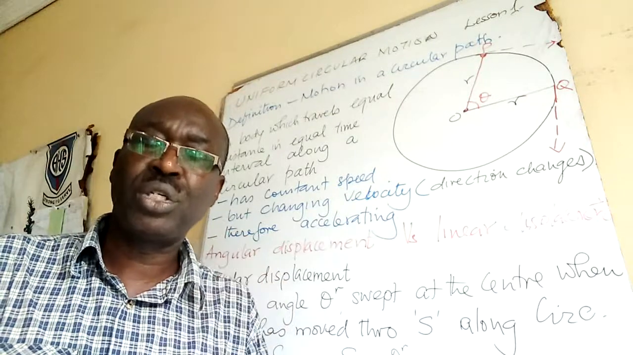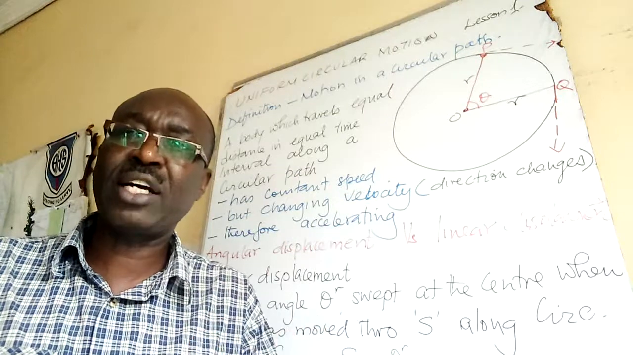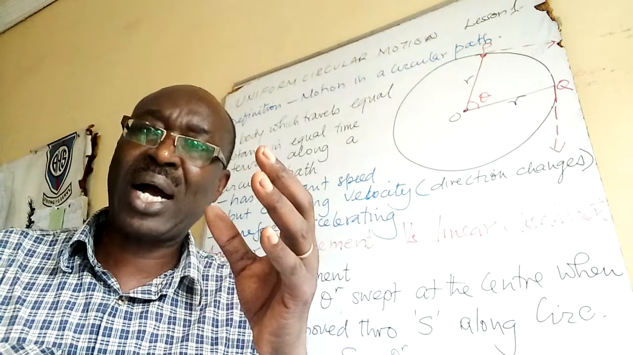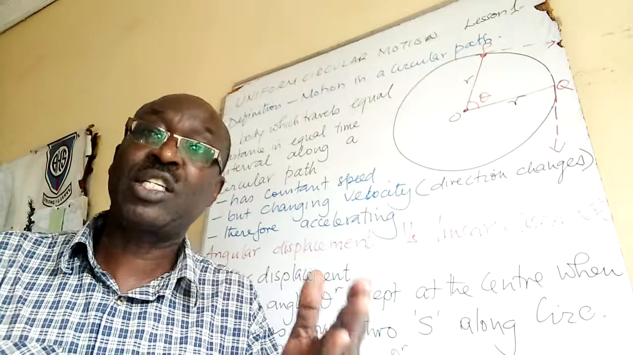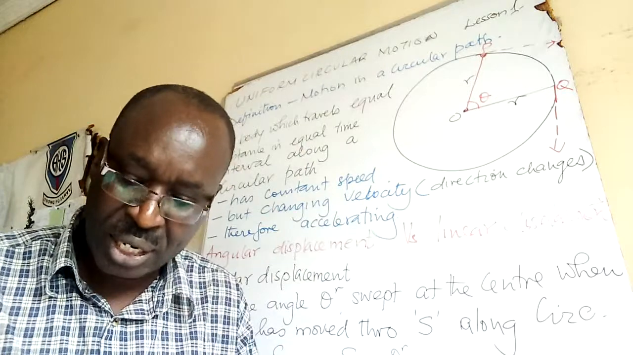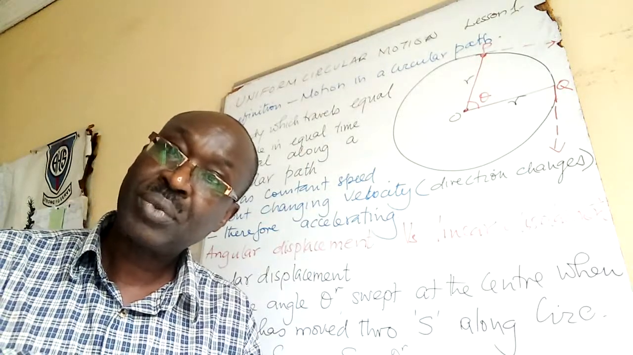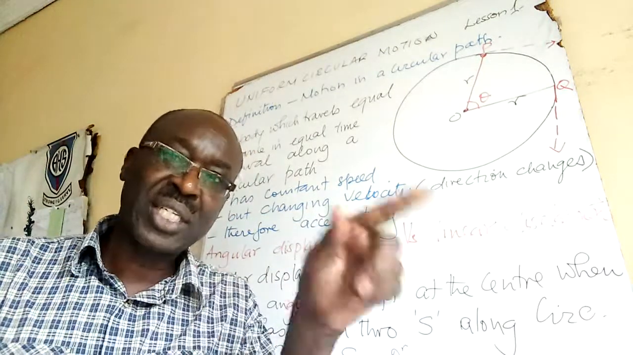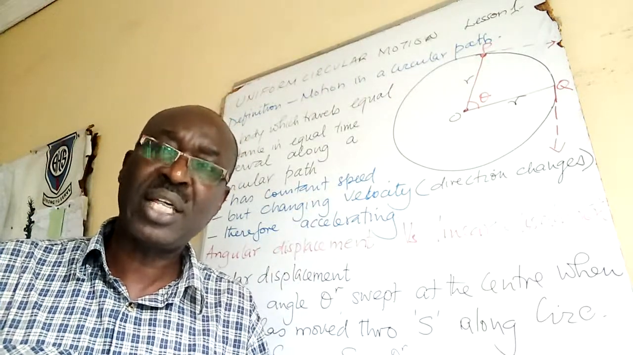Now, uniform circular motion in a nutshell is simply motion in a circular path or in an arc. Okay, that is part of a circle. So I want you to understand it is just motion in a circular path, or we put it in a simple term, in a circle. So there is a circle and you are moving along there, so you exhibit circular motion. I think that would be better.